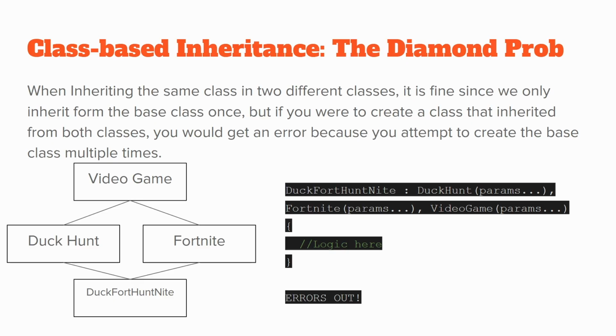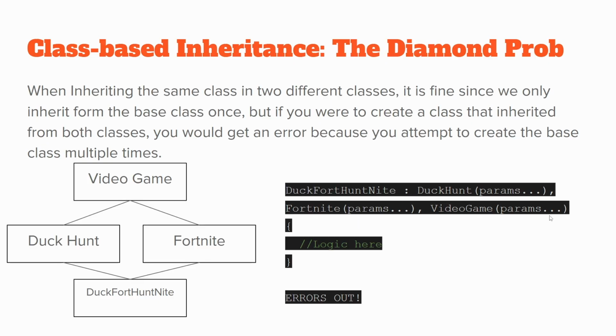When inheriting the same class in two different classes, it is fine since we only inherit from the base class once. In this example, we have a video game, and a Duck Hunt class and a Fortnite class that inherit from video game. But if you were to create a class that inherited from both classes, such as Duck Fort Hunt Night, which inherits from Duck Hunt and Fortnite, you will get an error because you attempt to create the base class multiple times.